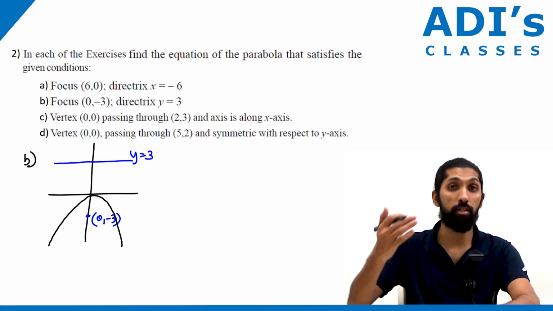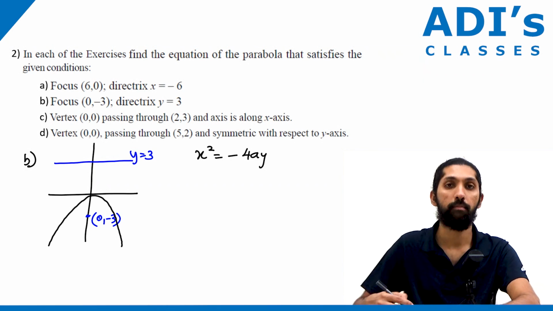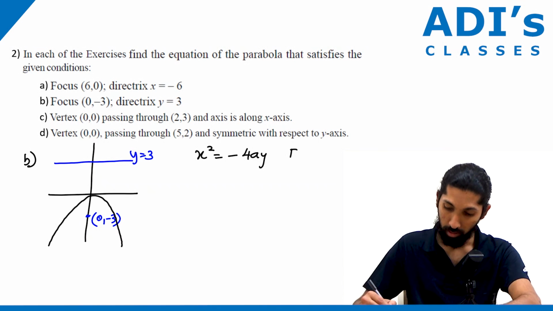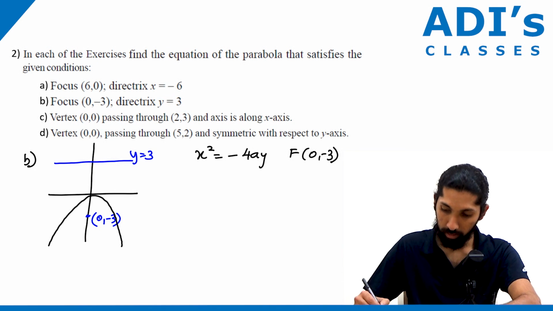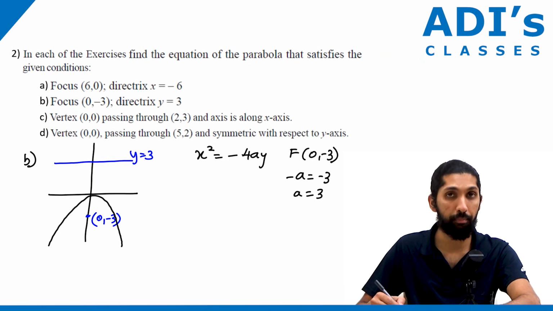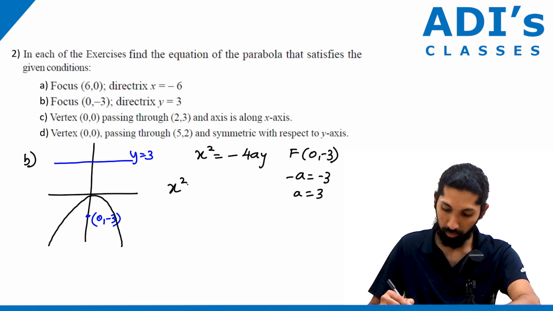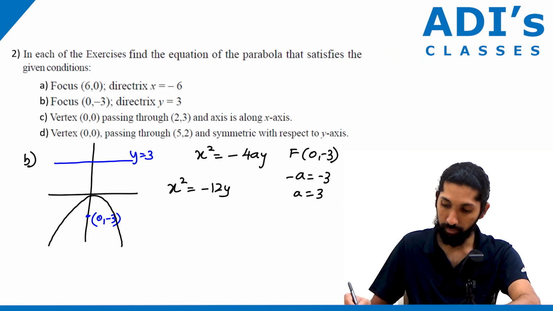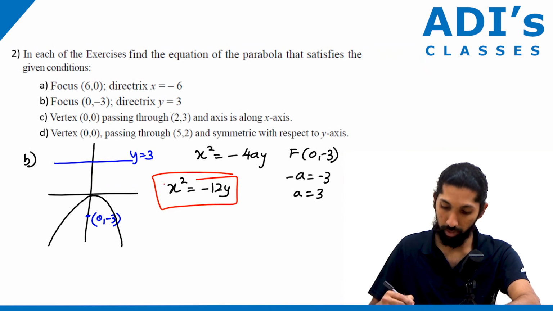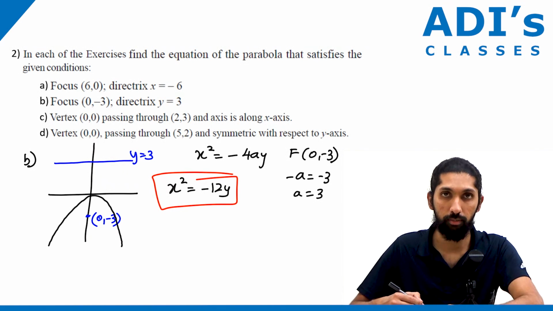Since it's a down opening, we can write x square is equal to minus 4ay. And what is the focus? Focus is 0 comma minus 3. So minus a is minus 3. So a is equal to 3. Or you can directly put this minus a up here. I mean, it makes no difference anyway. So what do you get? X square is equal to minus 12y. This is the equation for the second question. Very simple. Let's do the third one.